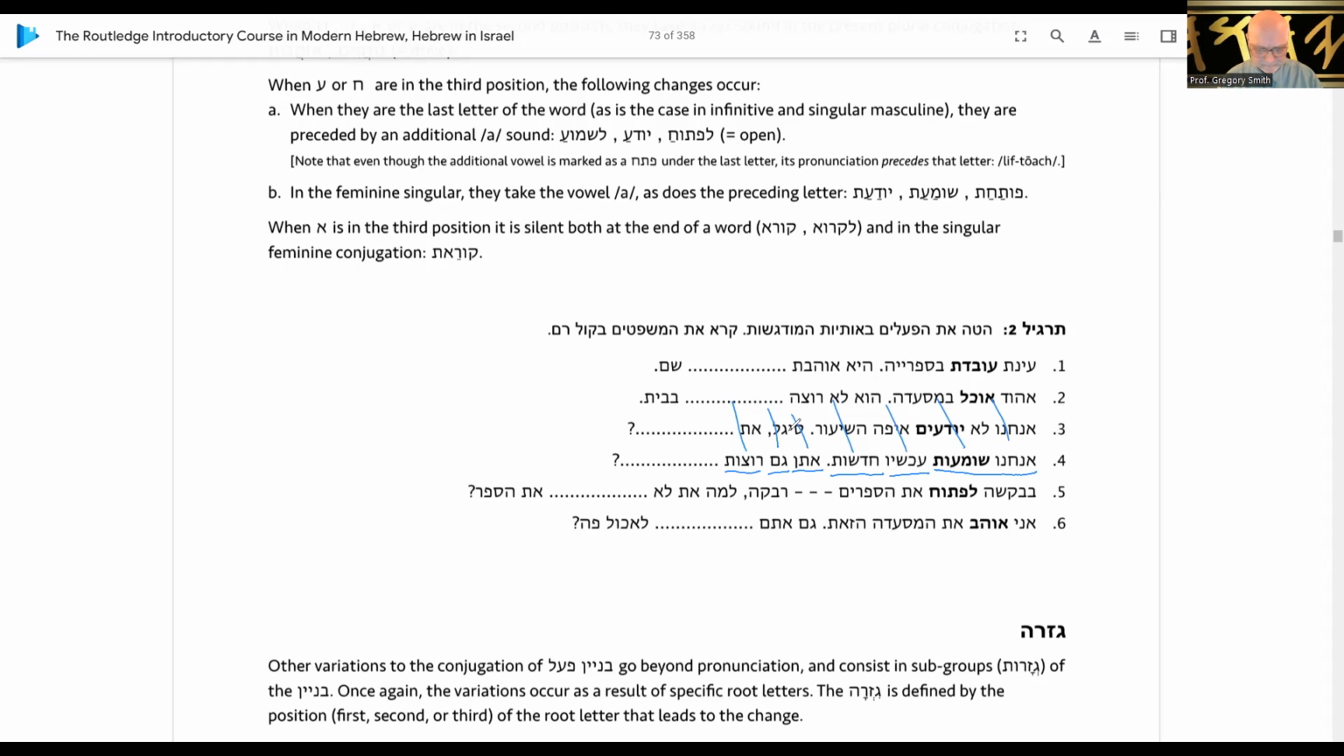Okay, and it's going to be "lishmoa." So we should see "lishmoa" in there. To listen. And we have a holem, and then we have an ayin. Okay, so we should have "aten gam rotsot lishmoa." Okay, so do you all also want to listen?